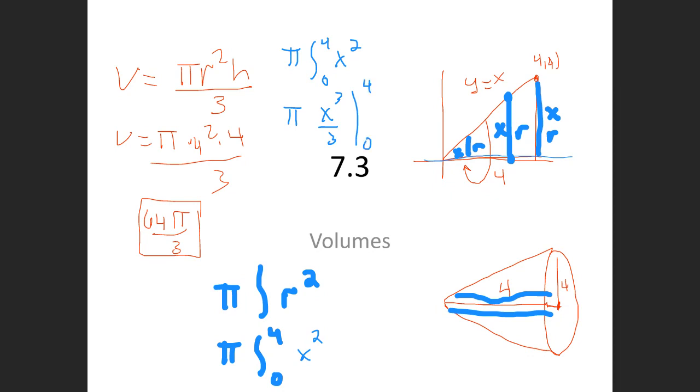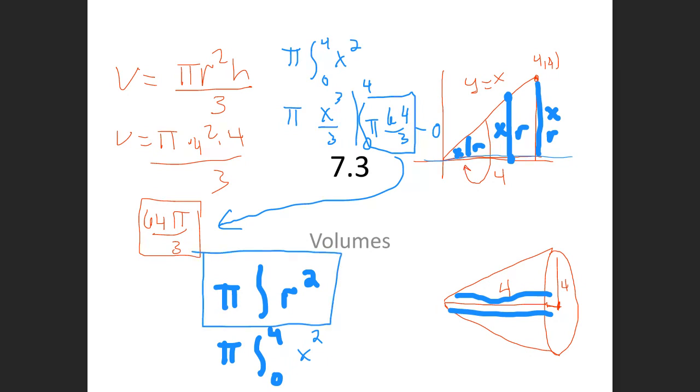So I'm going to plug 4 in here. 4 to the third is 64 over 3. And then I'm going to put 0 minus. If I put 0 in there, that's 0. I still have that pi on the outside. So my answer is 64 pi over 3. Is that the same thing as we got right here? And the answer is, yeah, it's the exact same thing. So when we're finding volumes, this is the set of notes that you need. Pi times integral r squared.